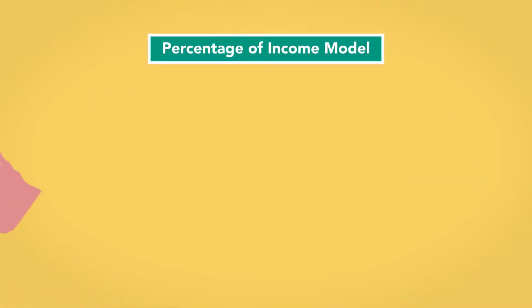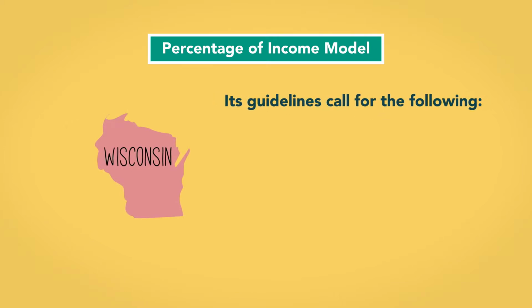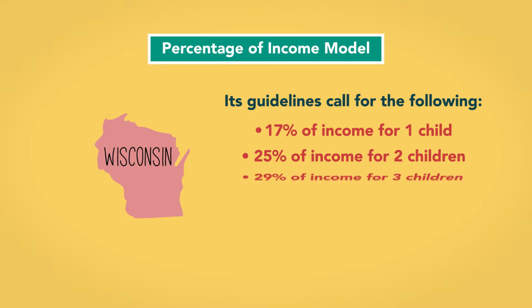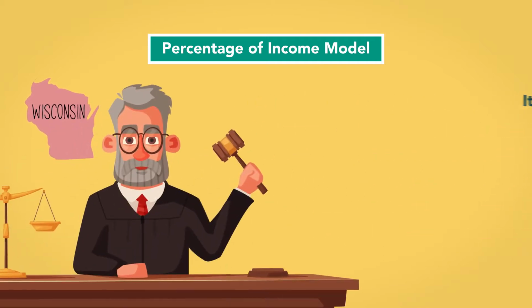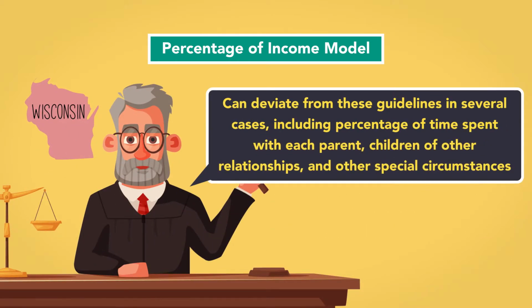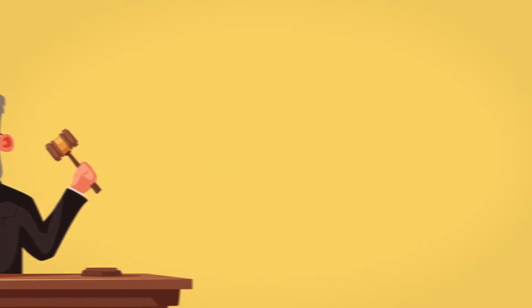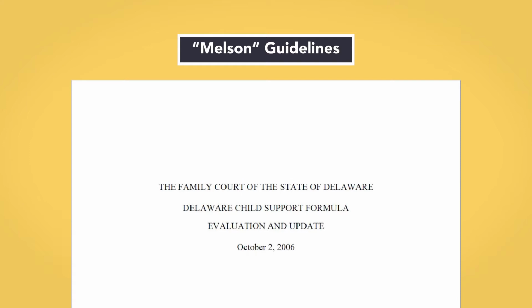Percentage of income model. Wisconsin is a percentage of income state. Its guidelines call for the following: 17% of income for one child, 25% of income for two children, 29% of income for three children, 31% of income for four children, 34% of income for five or more children. A Wisconsin court can deviate from these guidelines in several cases, including percentage of time spent with each parent, children of other relationships, and other special circumstances. Finally, we're also providing Delaware's Melson guidelines, which are complex, but worth the time to look at.